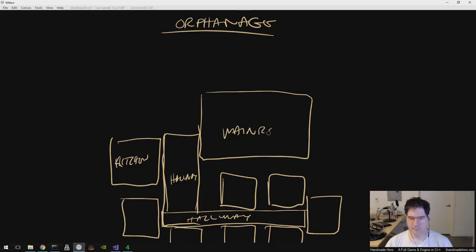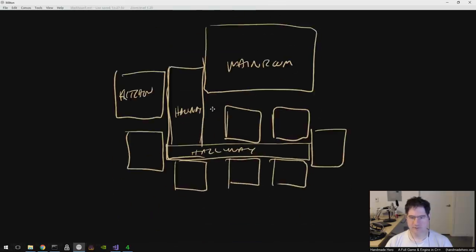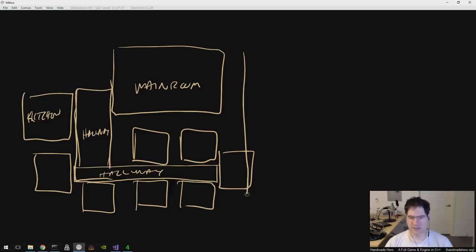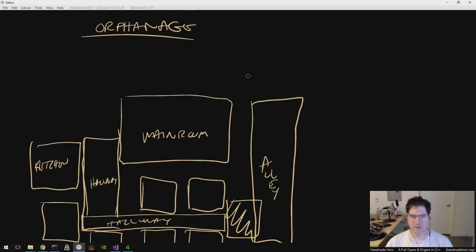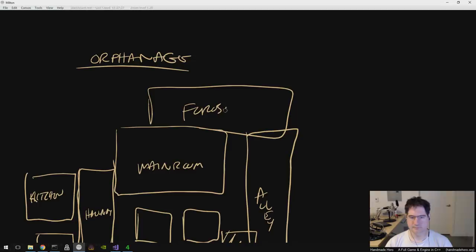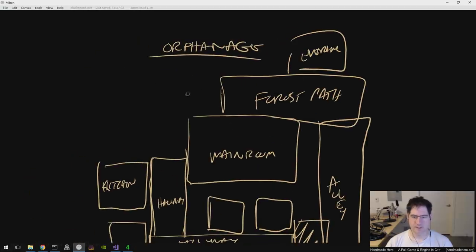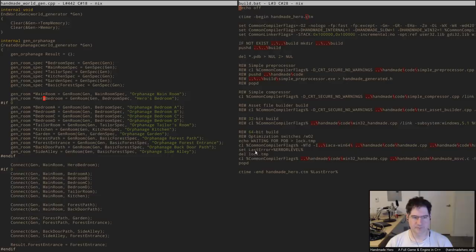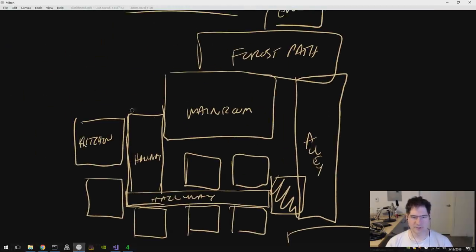This is the main room. And then maybe there's the back door area. Like maybe this is actually the side alley. And this is the forest path and the forest entrance. And this is the garden. Although it makes more sense for the garden to be in the back, wouldn't it? Maybe. Like everything. I guess technically there was a tailoring room here.